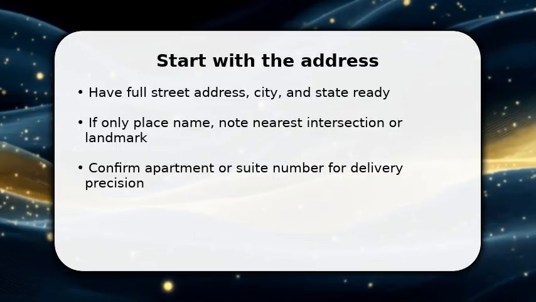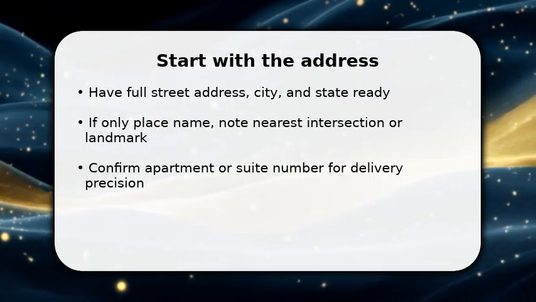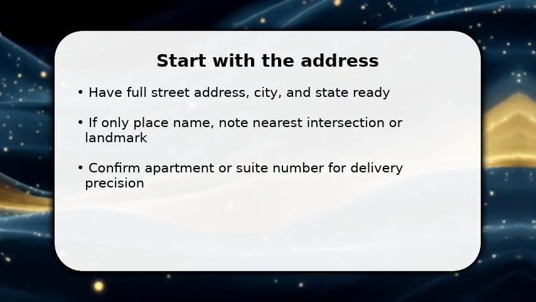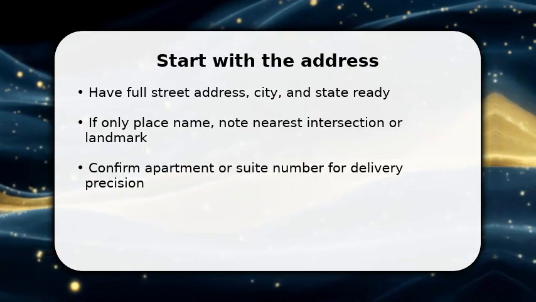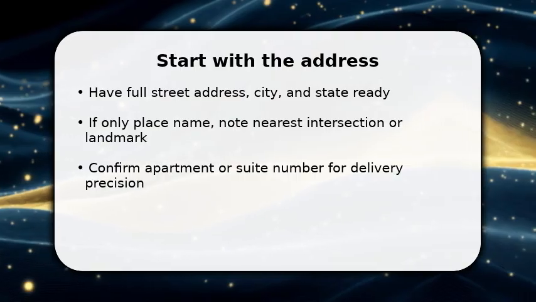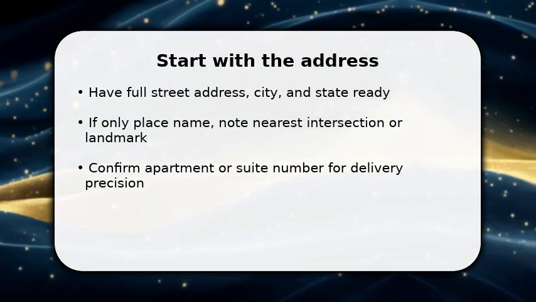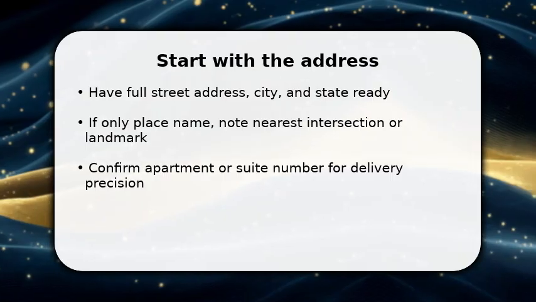You begin by gathering the exact address you want to search. Precision matters because ZIP codes can split by building or PO box. Once you have street number, city, and state, you avoid ambiguous results and speed the lookup. If you only know a place name, identify the nearest intersection or landmark to narrow it down.